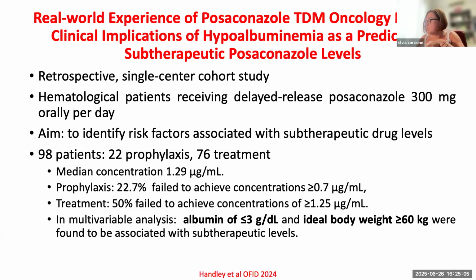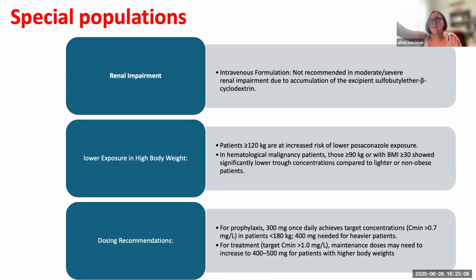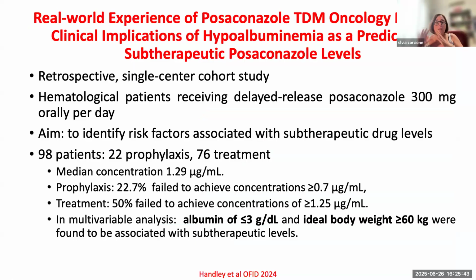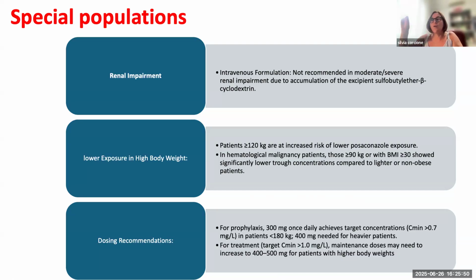In fact, when we move to talk about special populations, despite the renal impairment in which the intravenous formulation is not recommended because of the accumulation of cyclodextrin, if we look into lower exposure in high body weight dosing recommendation, several papers describe how obese patients above 120 kilograms are at high risk for lower posaconazole exposure. So those patients maybe need an increased dosage of posaconazole, or maybe those are patients in which we have to use TDM weekly in order to assess the trough concentration for prophylaxis.